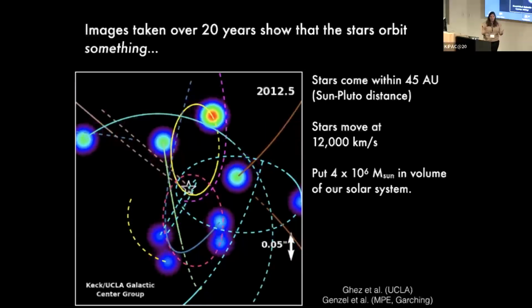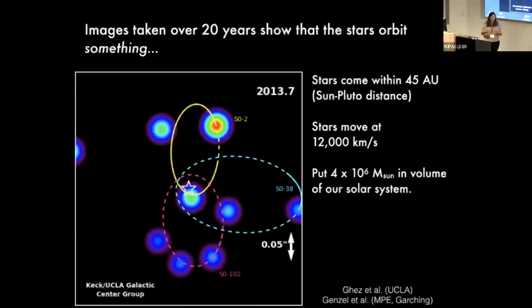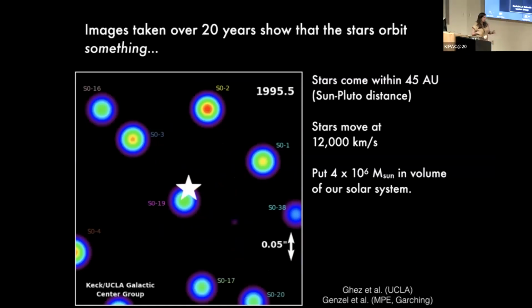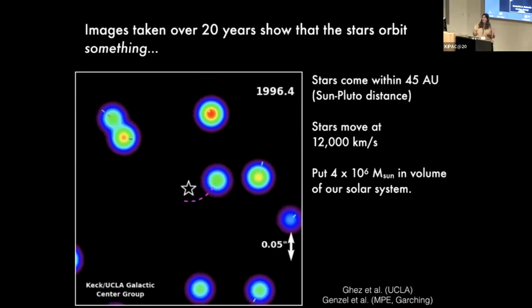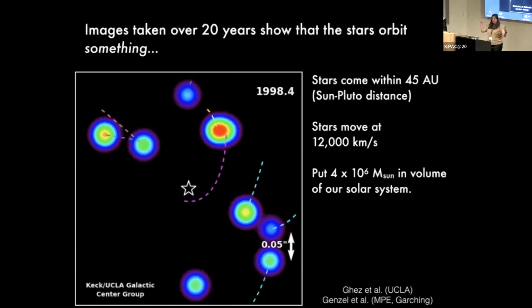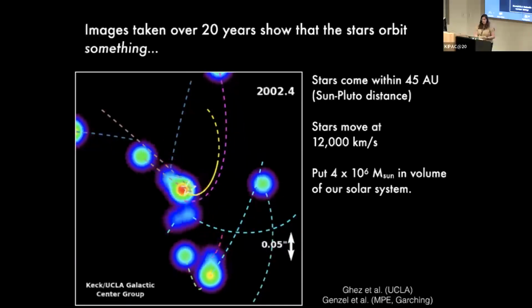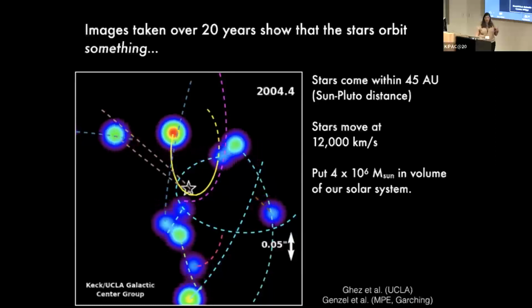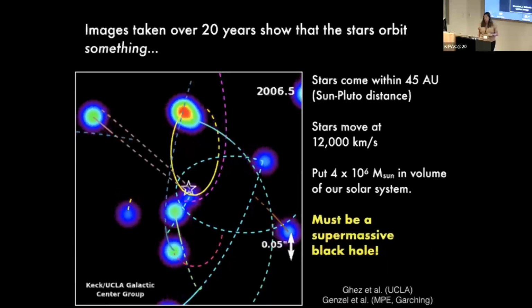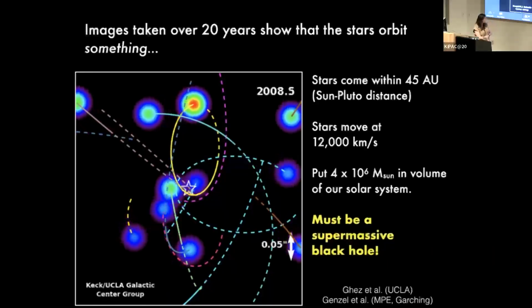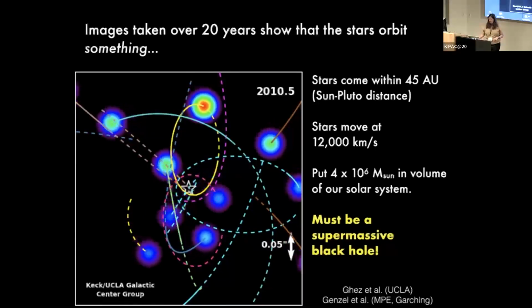And as much as people liked to invent exotic things that could explain it, clusters of neutron stars, quark stars, everything, the uncertainty has just gotten so small that the only plausible explanation is a supermassive black hole. So we now know where our closest supermassive black hole is, and it's obviously the most precisely measured supermassive black hole mass that we have so far.